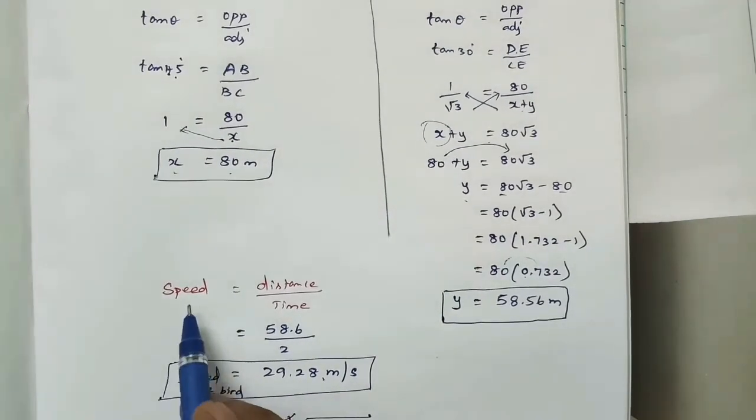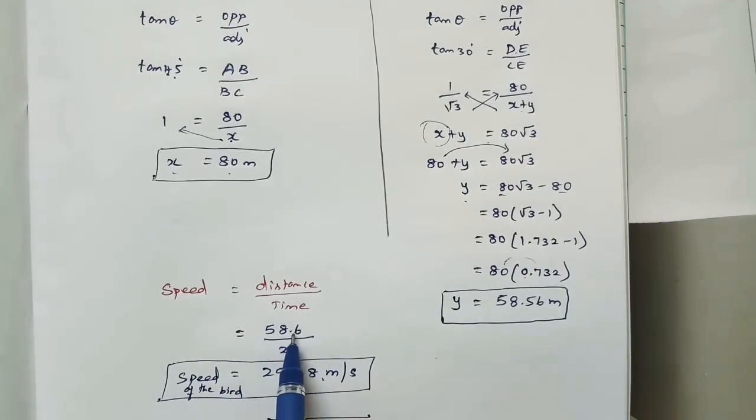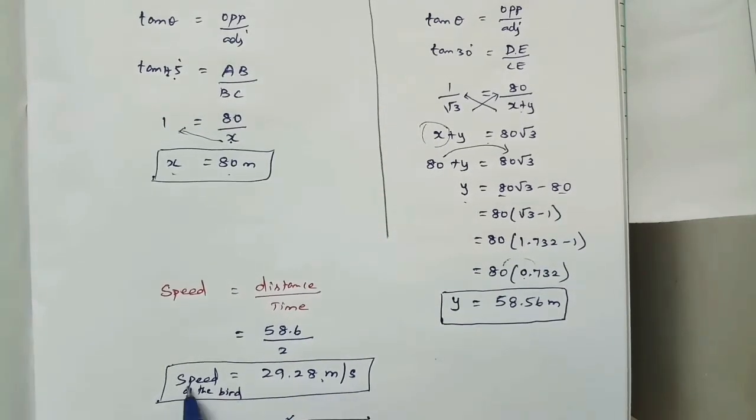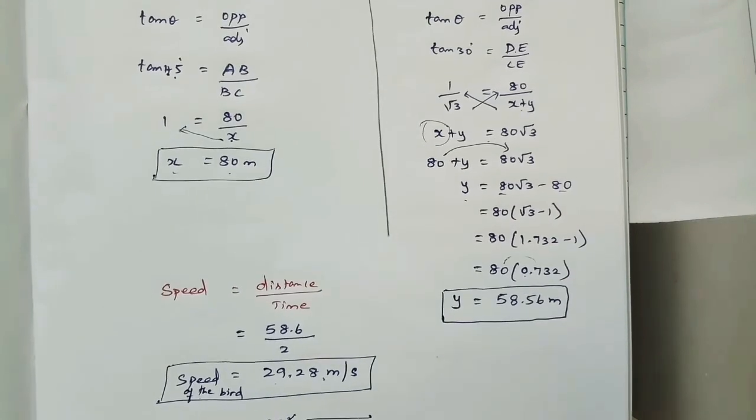Now we know the formula. Speed is what we want to find. Speed is equal to distance by time. Distance is 58.56 and time is 2 seconds. Just simplify, and we'll get 29.28 meter per second. So the speed of the bird is 29.28 meter per second.